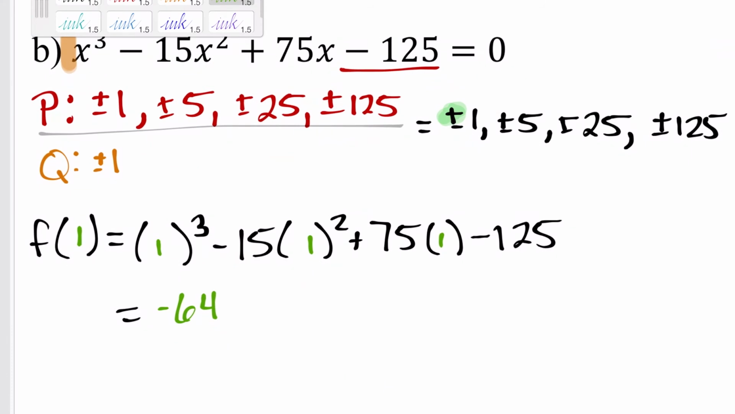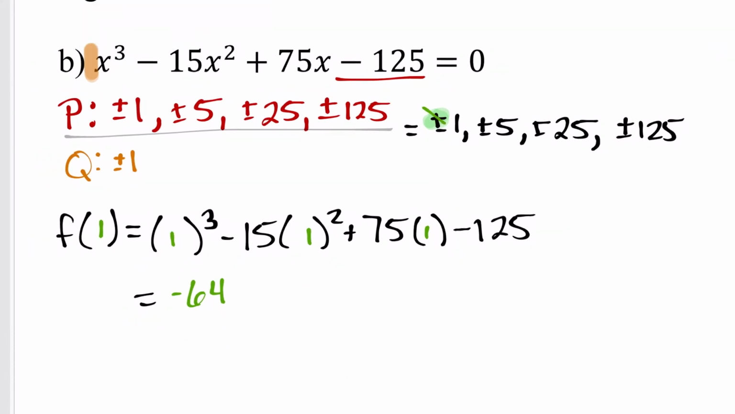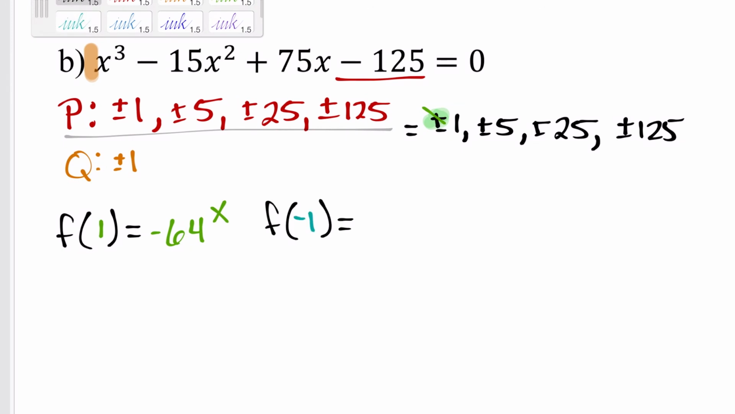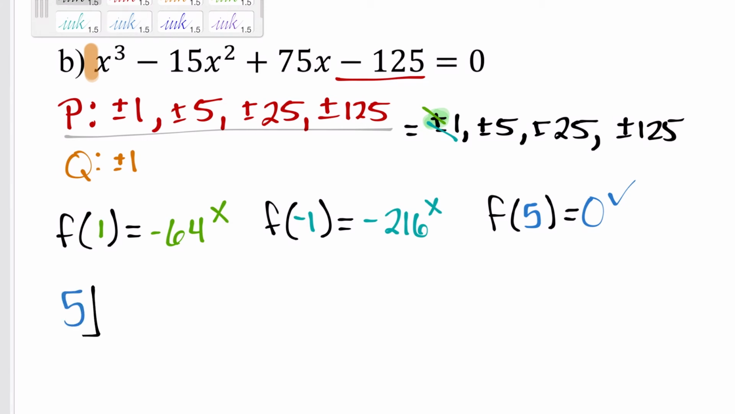So I know 1 doesn't work, so I'll try negative 1. When I plug -1 into all the x's, it ends up simplifying to -216, which doesn't work either. So then I'll try +5. And when I plug in +5, I do end up getting 0. So everything simplifies to 0. That means this works. So then I can stop my search, and I'm going to use synthetic division with 5 in order to break down this polynomial a little bit more, maybe into something that I could actually factor. And then I can find all of my possible rational zeros.